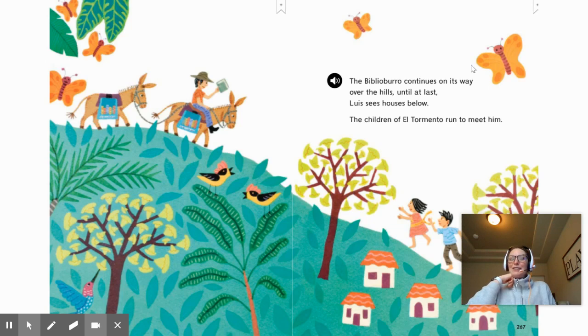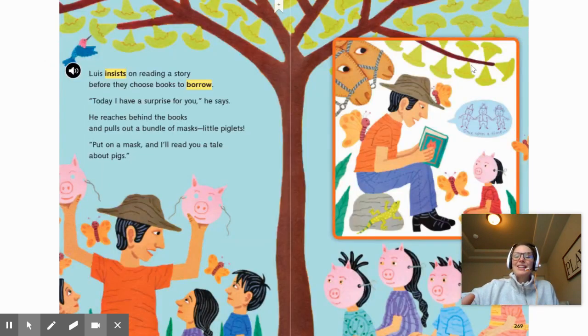At last, Luis and the Biblioburro makes it to the faraway villages, and we see kids running up the hills to get to Luis and see all of the books that he has brought. He sits them down, reads them a story, The Three Little Pigs. He even brings masks for them to wear to really get into the story.